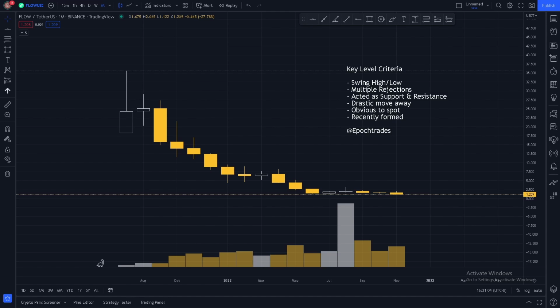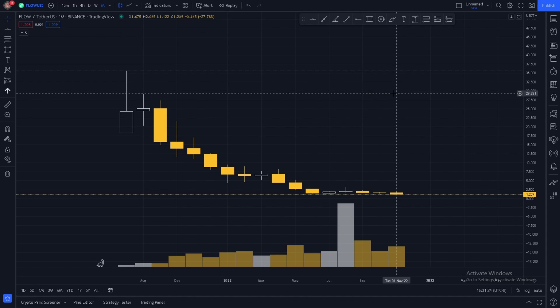Today we're going to be covering key levels on the monthly and weekly time frame for Flow. So, as always, our key level criteria: we look for swing highs and swing lows, multiple rejections, acted as support and resistance, drastic moves away, obvious to spot, and recently formed. So, let's go ahead and hop right in.